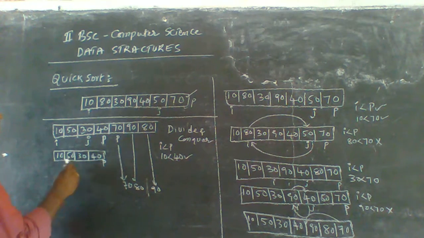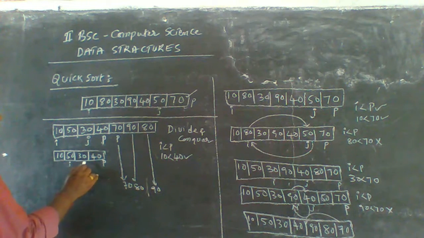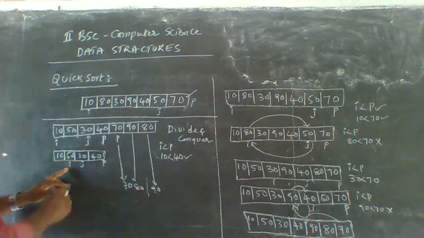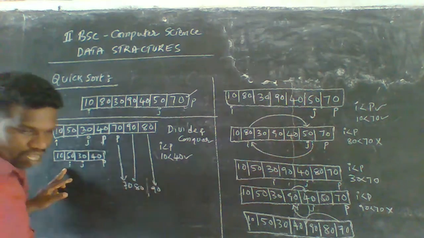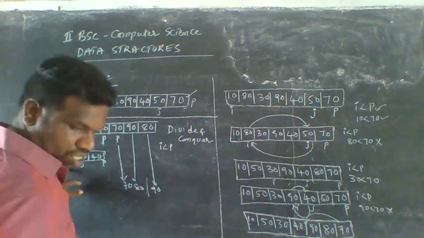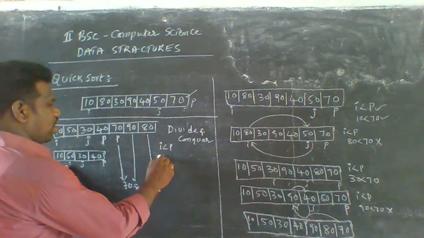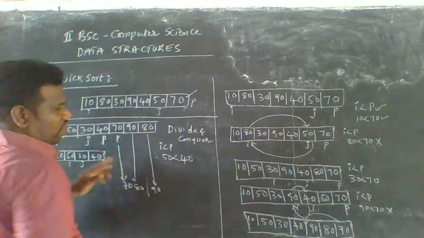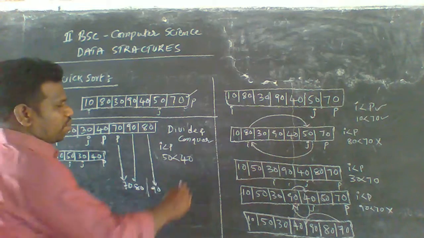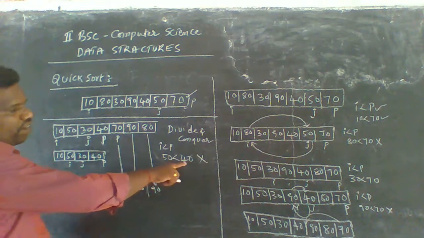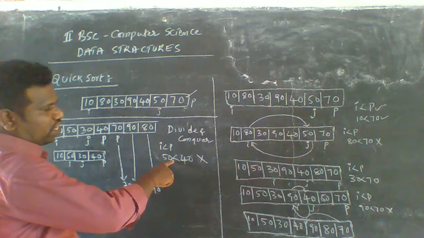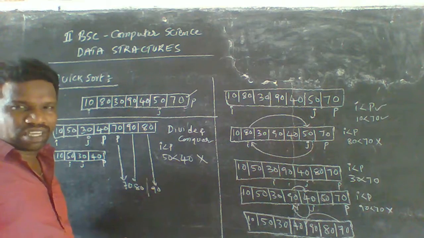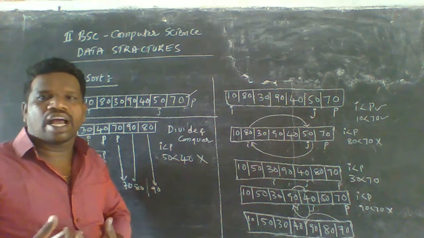This is the pivot number here, and the I value comes to here, and this is the j value here. Now again the condition: I will be compared with the pivot number. The I value is now 50, and the pivot number is 40. This condition will be false because 50 is greater than 40, so is 50 less than 40? The condition is false.